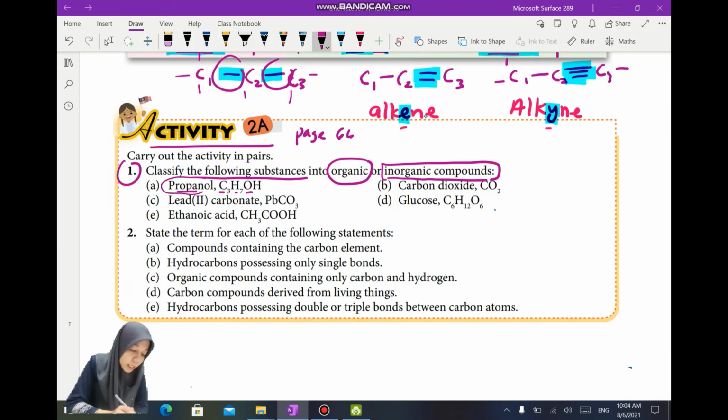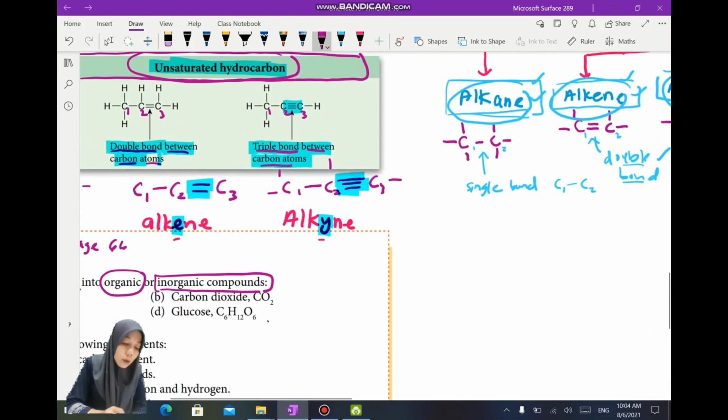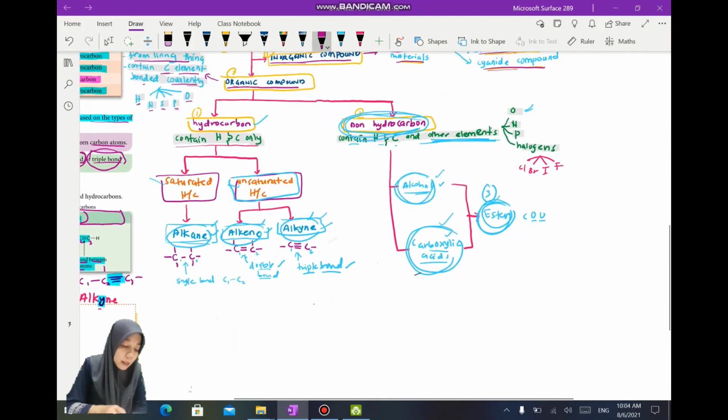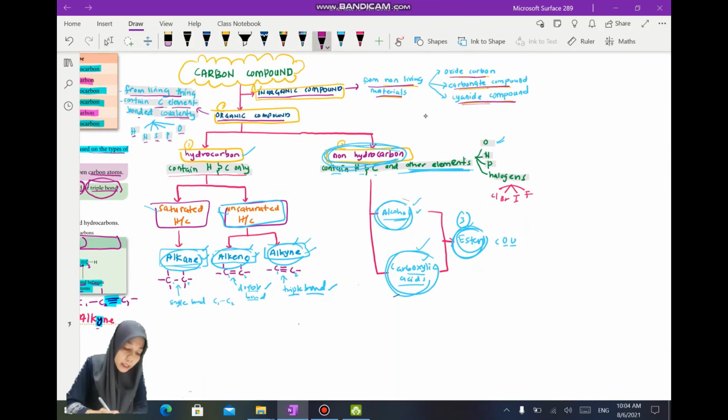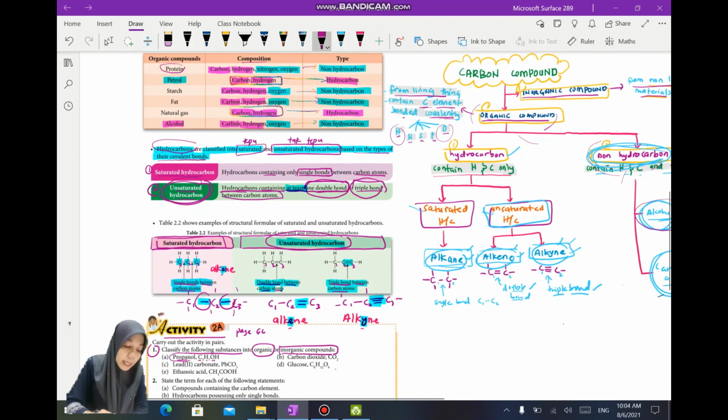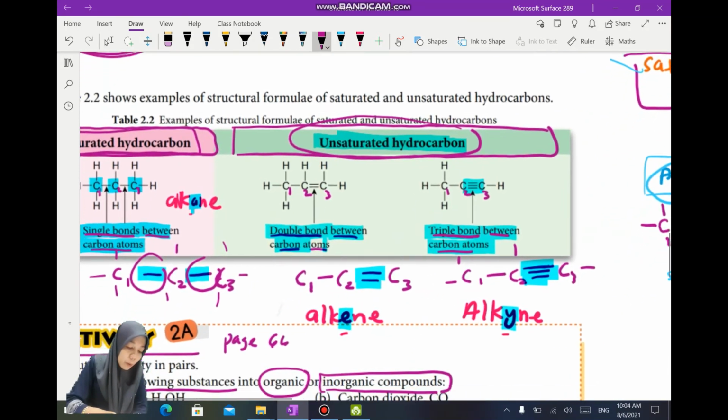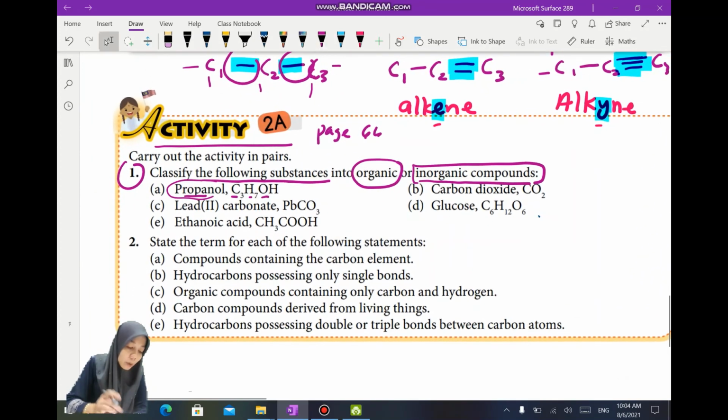Propanol actually di bawah keluarga alkohol. Kalau kamu tengok kat sini, alkohol. Alkohol berada di bawah non-hydrocarbon. Non-hydrocarbon berada di bawah organic compound. And then it contains C elements bonded covalently with O and H. So that means alkohol merupakan organic compound, ataupun propanol merupakan organic compound. So teacher wakilkan sebagai O, organic compound.